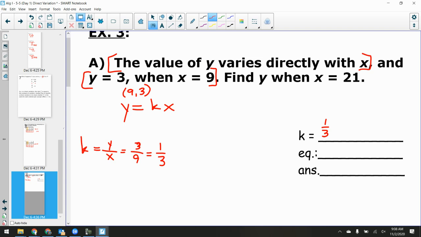Now we are ready to make our equation. If the k value is 1/3, then my equation is, and again, every equation should have a y and an x. My equation should be y is equal to 1/3 x. That's your equation. I take x values, I multiply them by 1/3, it spits out my y value. Okay, so to answer the problem, find y when x is 21. I take my equation, y is equal to 1/3 x, and I plug in 21. What's 1/3 of 21? 7.